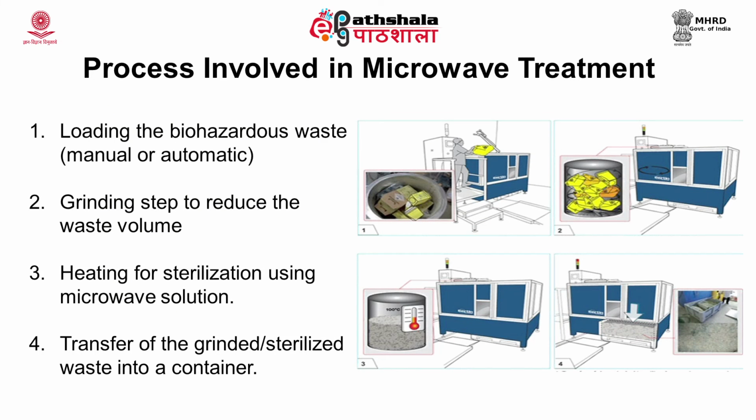This figure shows the various processes involved in microwave treatment. First, the biohazards are loaded either manually or automatically. The next step is the grinding step, which reduces the waste volume. Third, it is heated for sterilization using microwave, and fourth is the transfer of grinded and sterilized waste into a container.